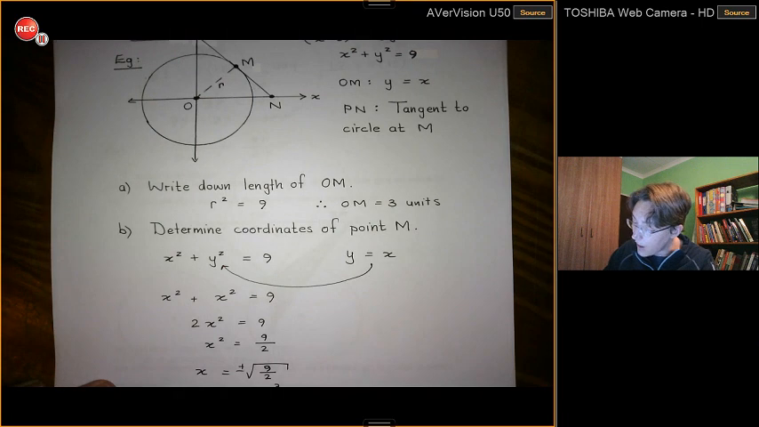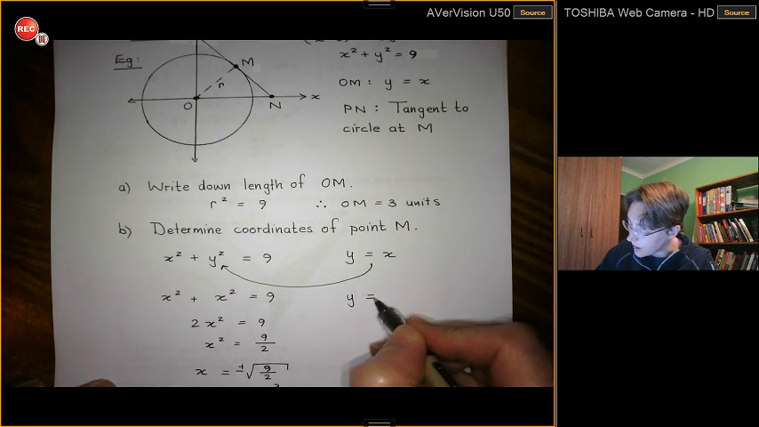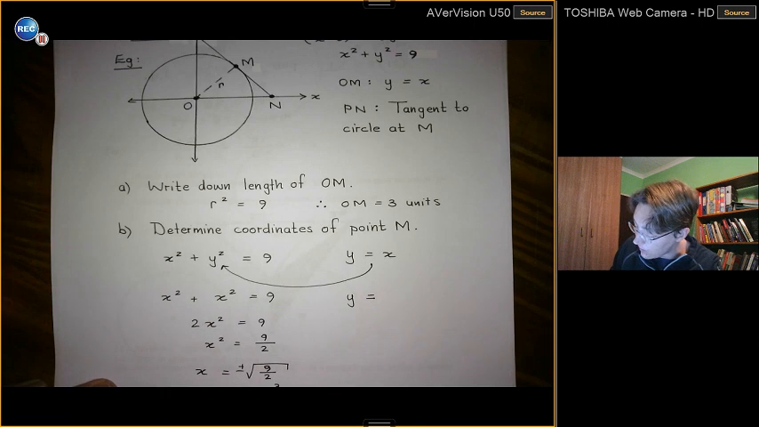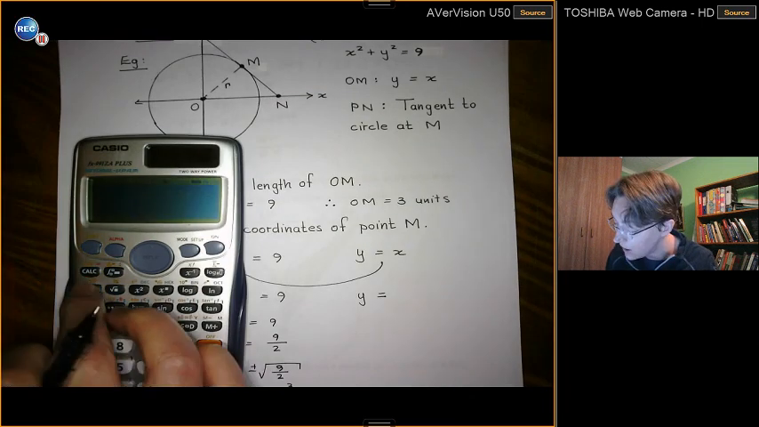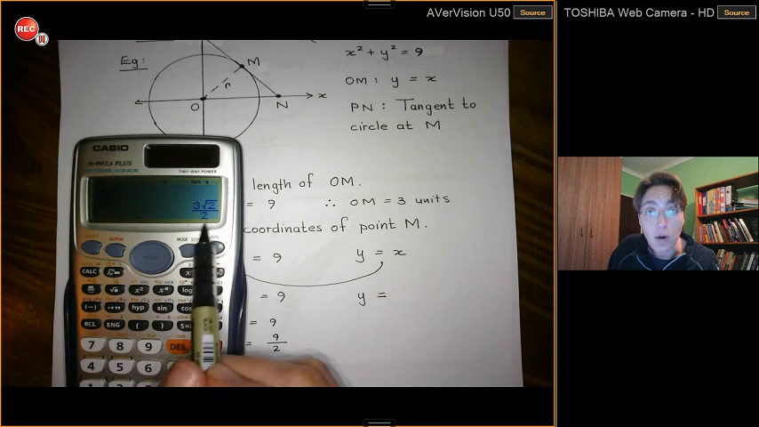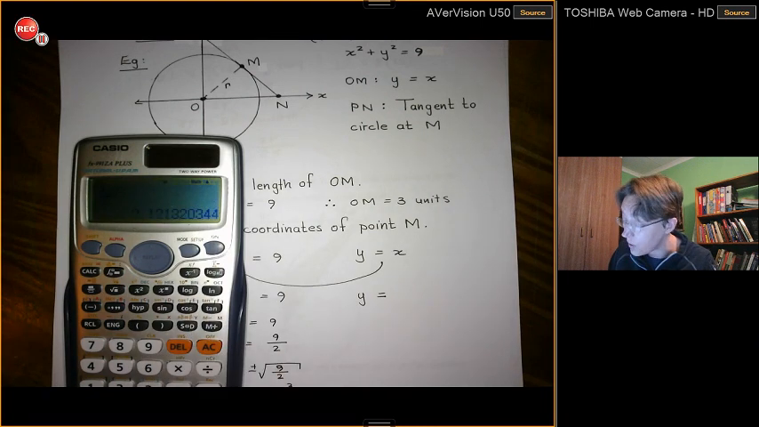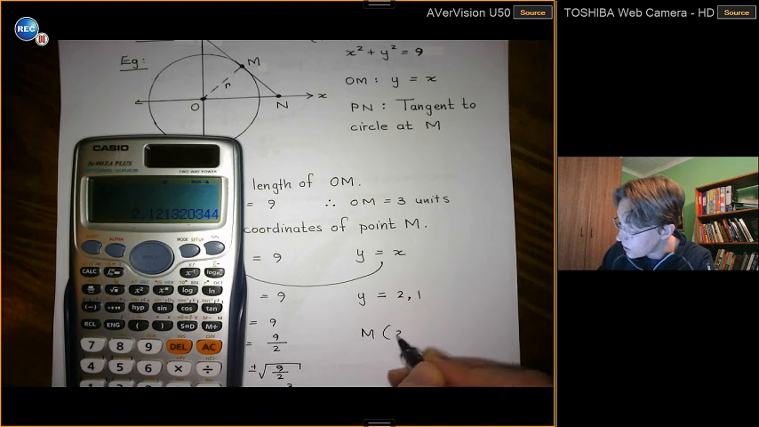And I'll sub it back into this equation, which means y is then also going to be equal to, let's just state x is then equal to the positive 3 over square root 2. And by the way, if you type that into your calculator, it will rationalize that denominator for you. So it's going to say 3 square root 2 over 2, or to 1 decimal place 2.1. And then y is then also going to be 2.1. So point M is then the point (2.1; 2.1).